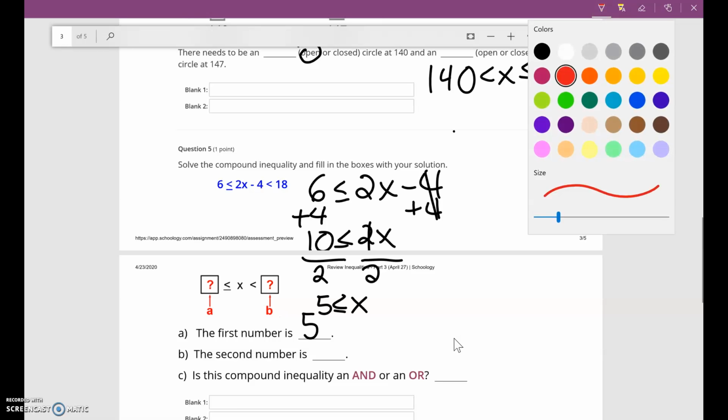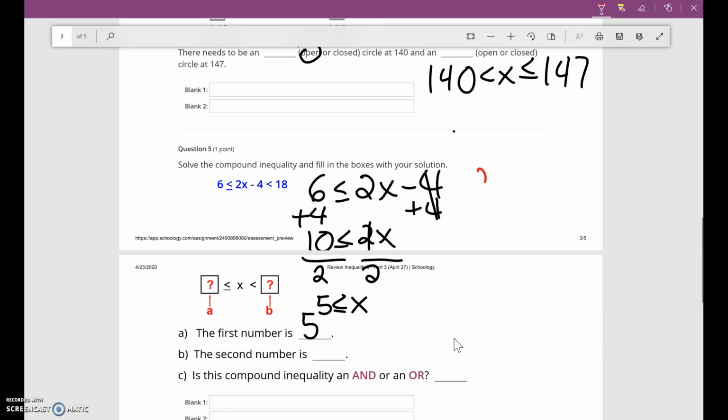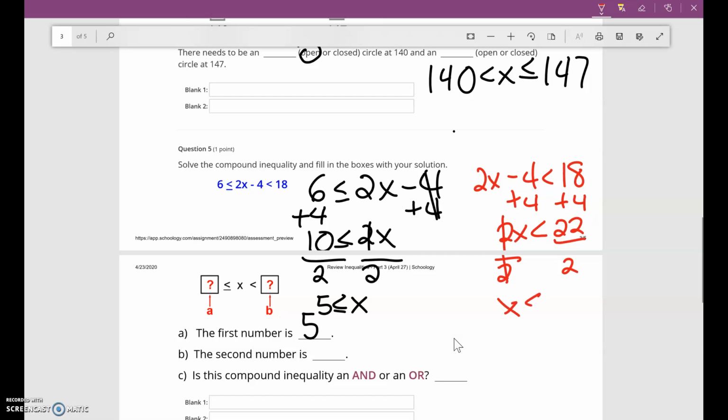Let's do the second one in a different color here. 2x minus 4 is less than 18. So add 4. 2x is less than 18 plus 4 is 22. Divide by 2. 22 divided by 2 is 11. So x needs to be greater than or equal to 5 and less than 11.